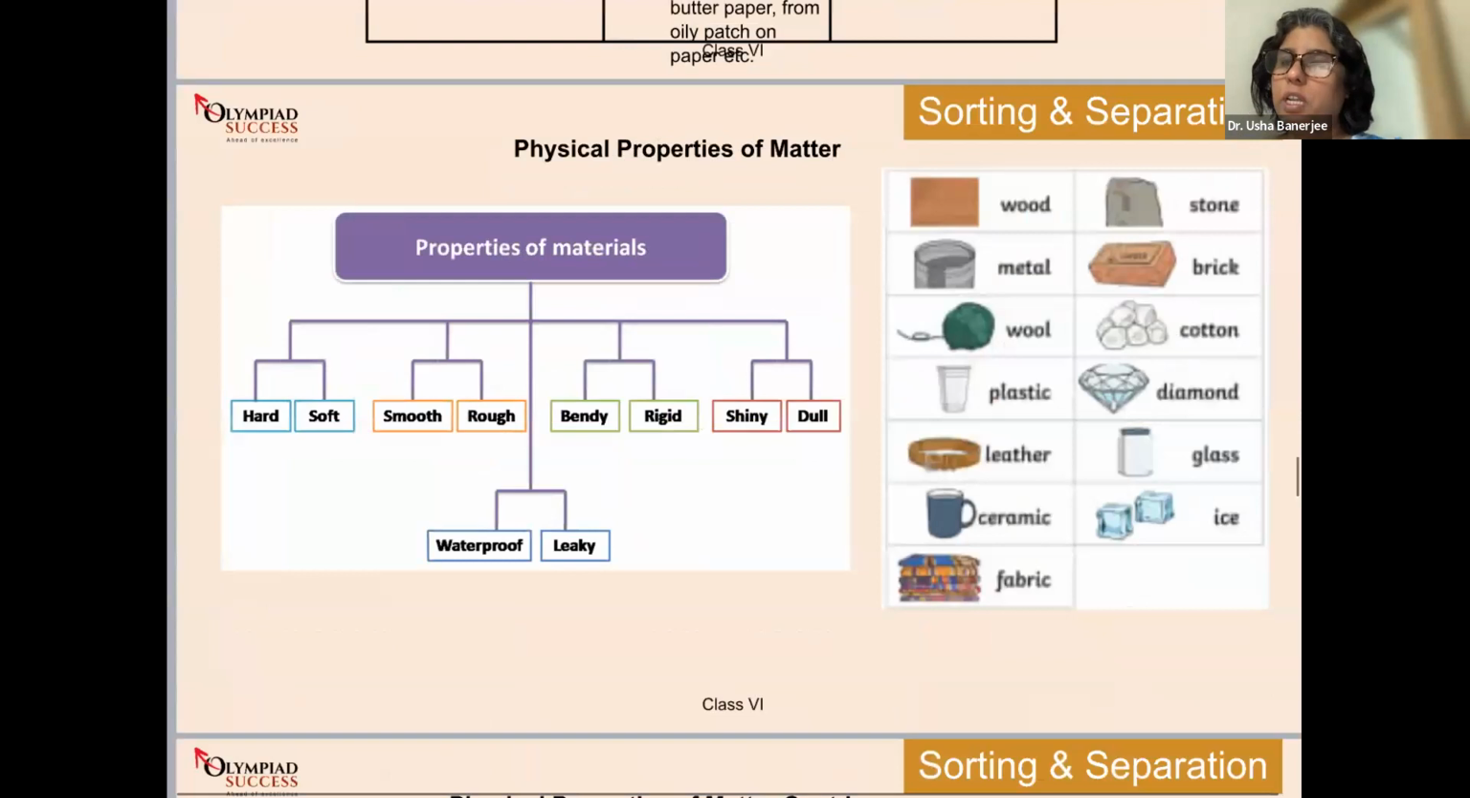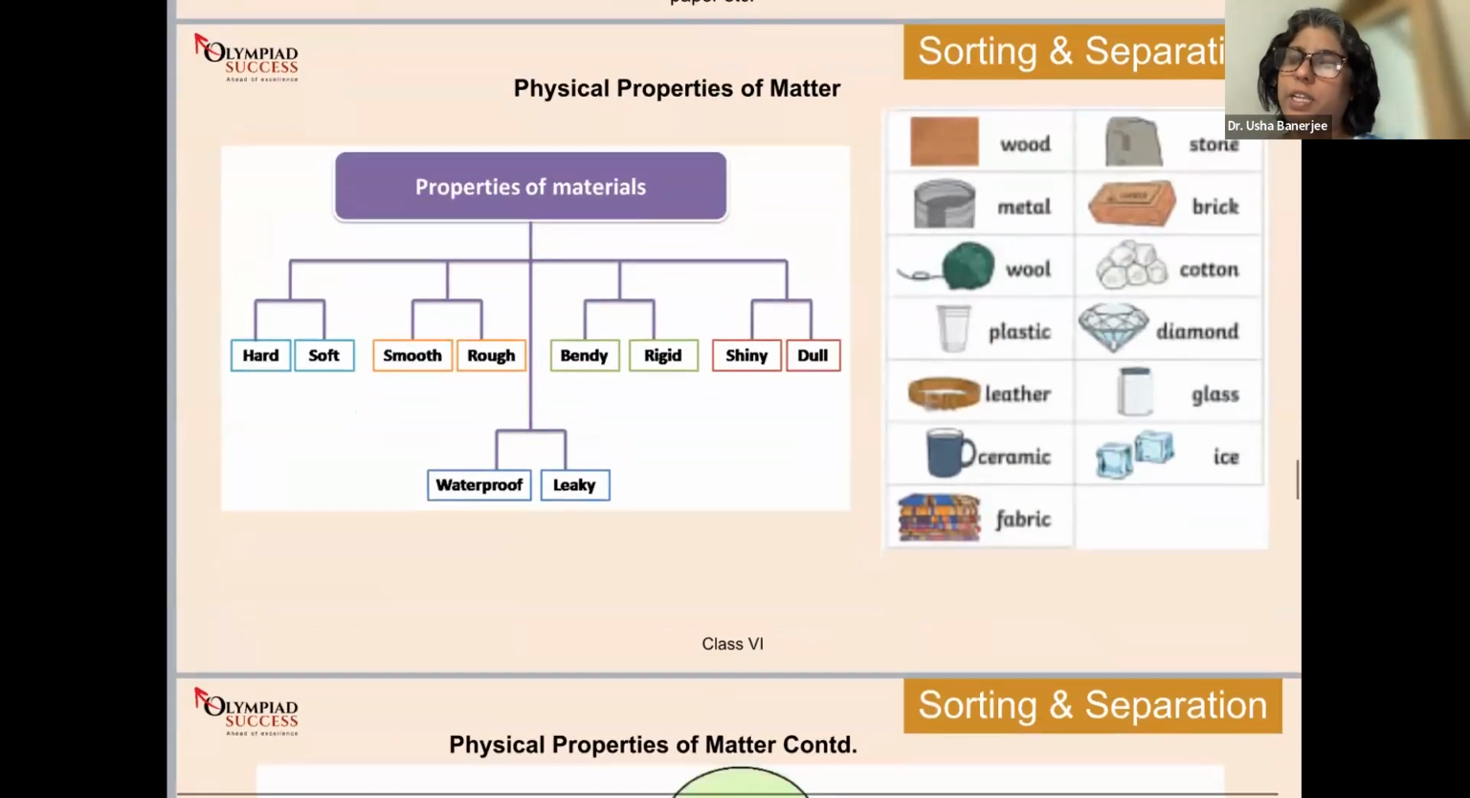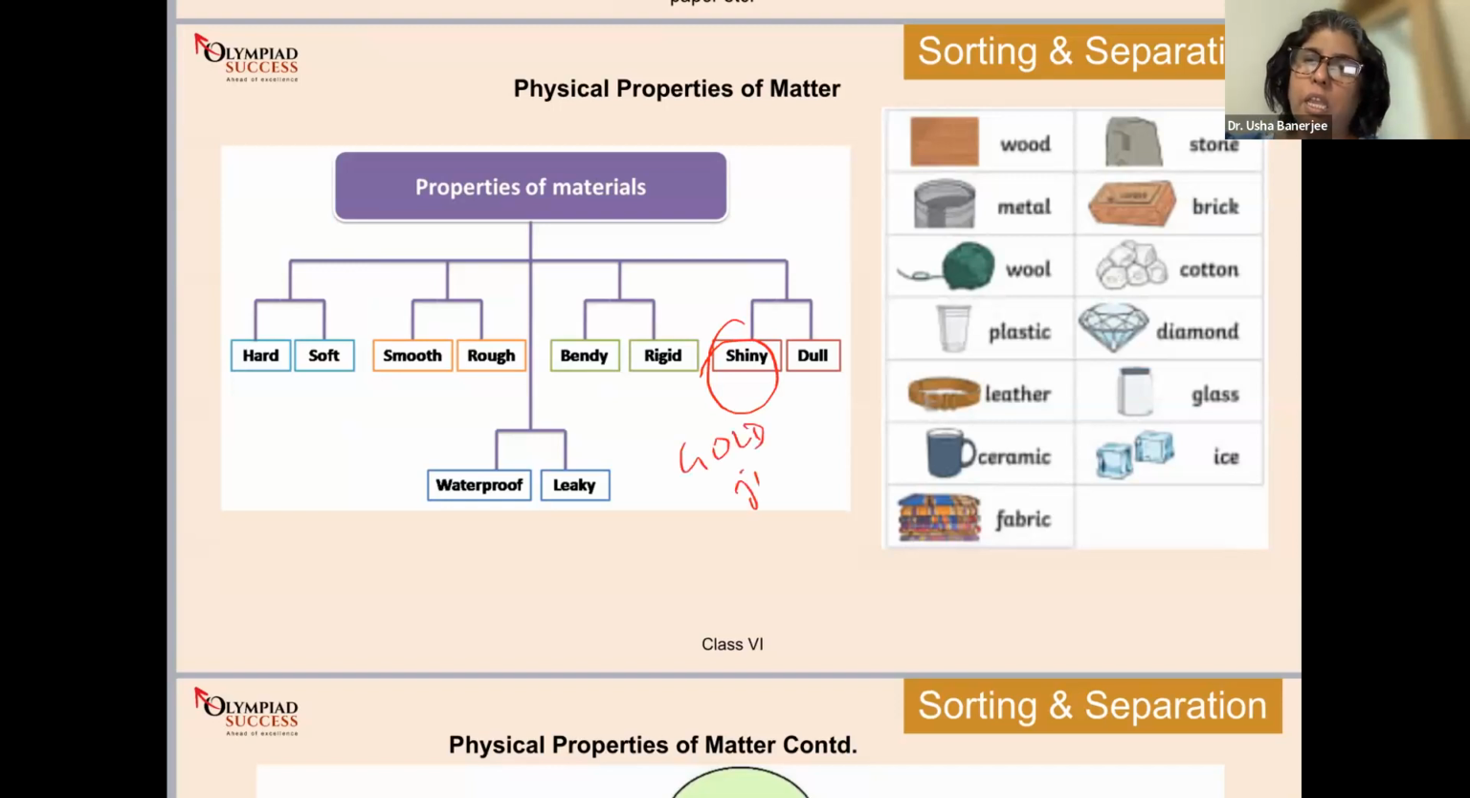We'll talk about physical properties of matter and why do we need physical properties? Because in this chapter, we'll also study how to sort matter. Sort matter means group matter into categories. So as soon as I say, can you name 2 objects which are shiny? Anybody? So gold jewelry, even your steel spoon at home, even that is shiny. And the property of shine is called luster.